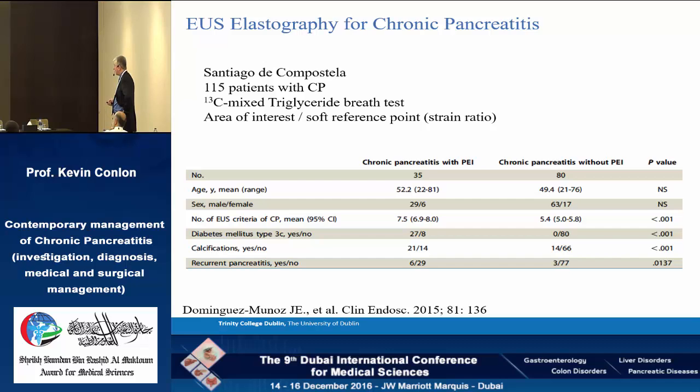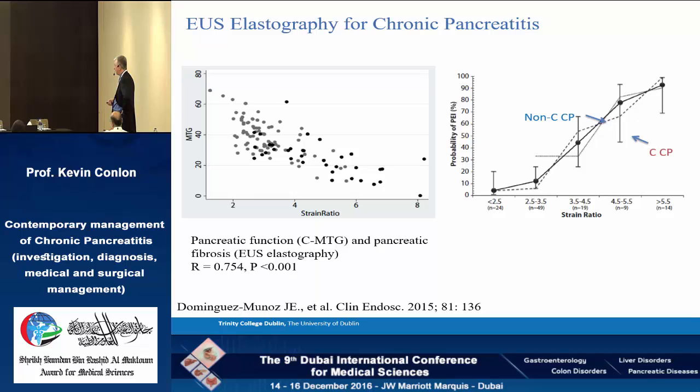They also compared a group of patients who didn't have enzyme insufficiency. You've got to wonder about the diagnosis here, although a number of them had calcifications, none of them were diabetic. It was based on EUS, and that's where the problem is, because did these patients have chronic pancreatitis? Irrespective of that, when they looked at pancreatic function as measured by the triglyceride breath test, they found a negative correlation between function and the presence of fibrosis. In other words, if it became less elastic, they were more likely to have chronic pancreatitis.